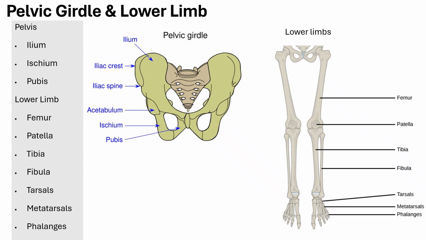The pelvic girdle supports the body's weight and protects organs in the pelvis. Each hip bone is formed by the fusion of the ilium, ischium, and pubis. The femur is the longest and strongest bone in the body. The patella protects the knee joint. The tibia bears most of the body's weight, while the fibula provides stability. Bones of the foot support walking, running, and balance.